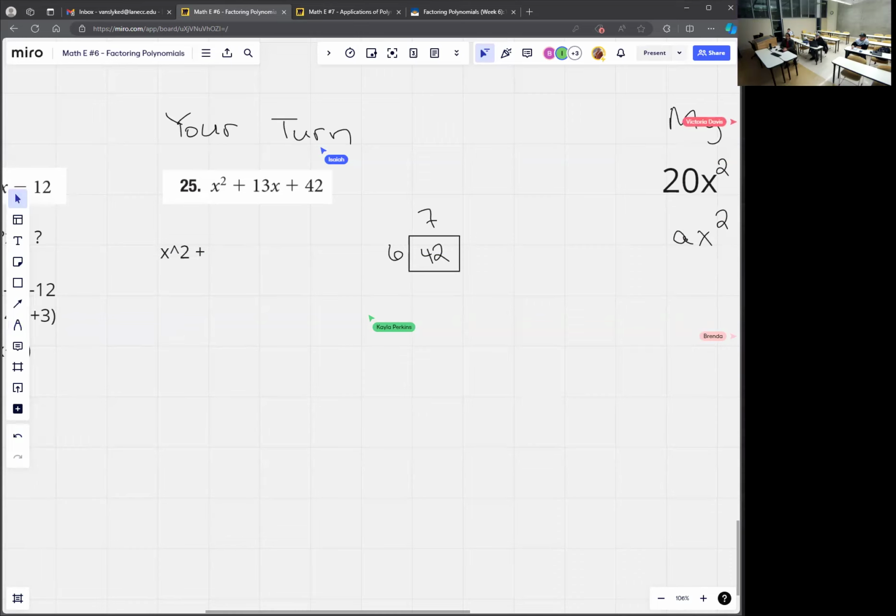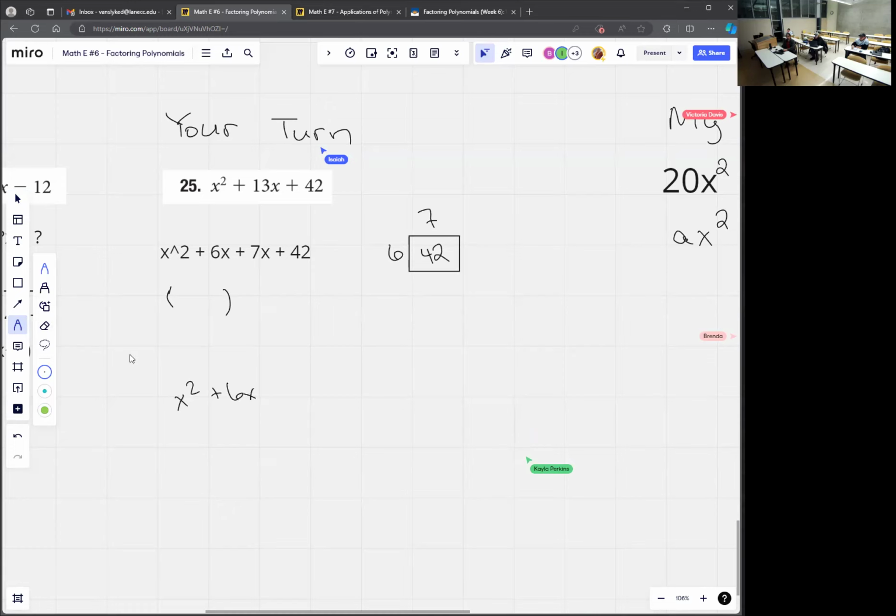So then we finish what Kayla has started typing: 6x plus 7x plus 42. Okay, what comes out of x squared plus 6x? Sorry, say that again. With x squared plus 6x, what can you pull out to the front? There's not that much. Let me write it all by itself.